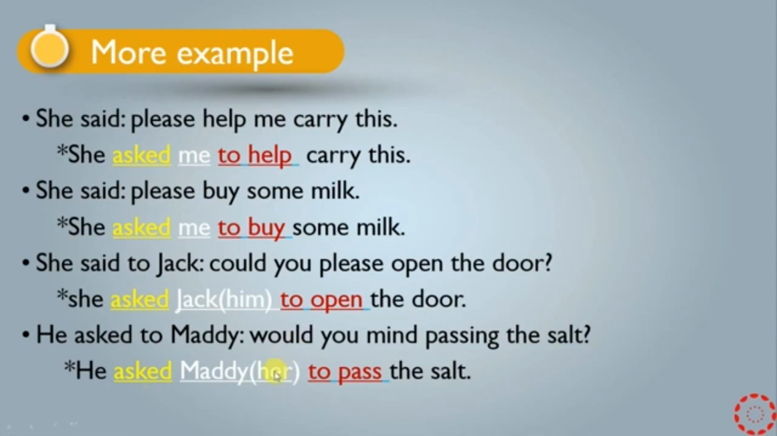as I said, we can say right here, to pass the salt. So after the object, it should be an infinitive. Infinitive means to plus base. So after to, you have to search for the verb, and the verb should be in base form. The verb here is passing. But I said it should be in base form, so you have to remove ing or ed or es or the past form. So it became to pass the salt. This one is about reported requests in positive form.